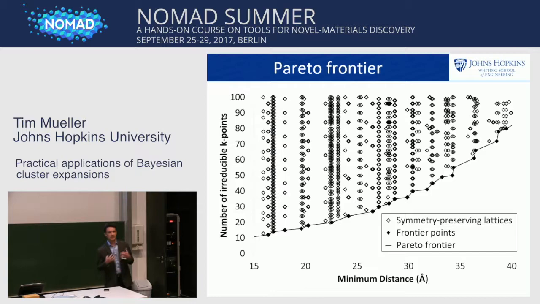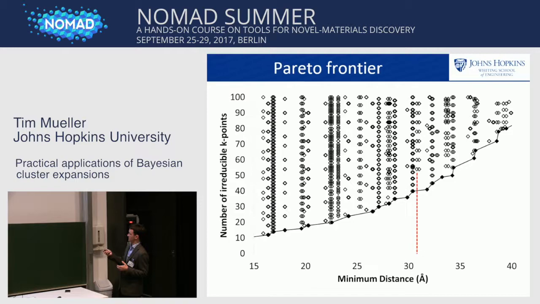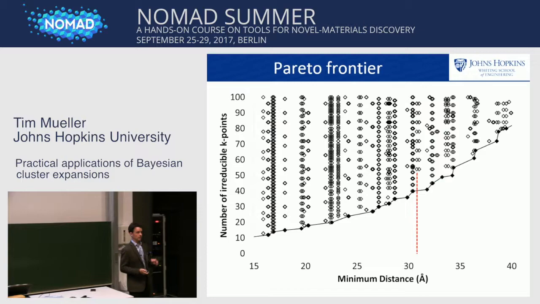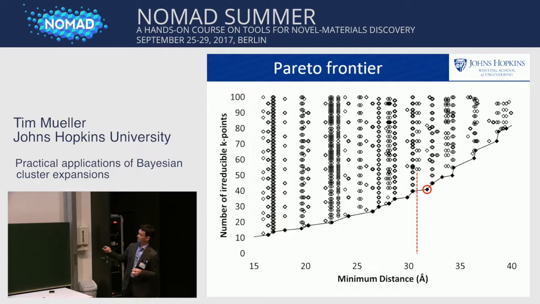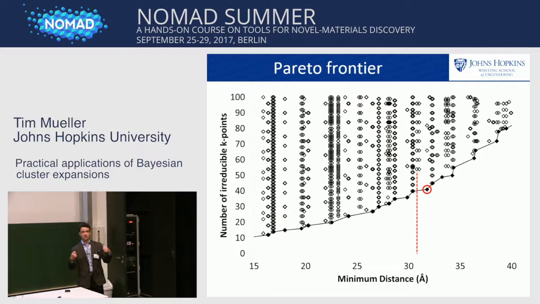And so say, for example, you want to do a calculation at this level of accuracy. And so you can say, well, OK, if I'm at this level of accuracy, I probably want to use this grid here. You can always do better by finding another grid on the Pareto frontier. So in this case, the grid in the Pareto frontier that would be better is this one down here. This has fewer k points, so it'll run faster. And it has a larger distance between points on your real space lattice, so it'll probably be more accurate as well. And so this is now a good recipe, right?